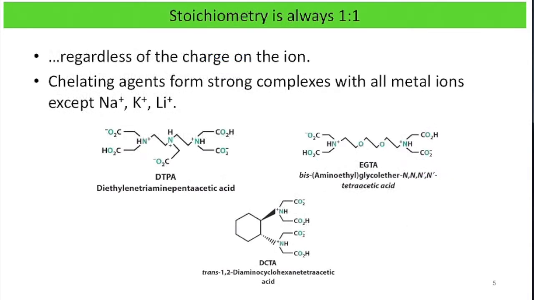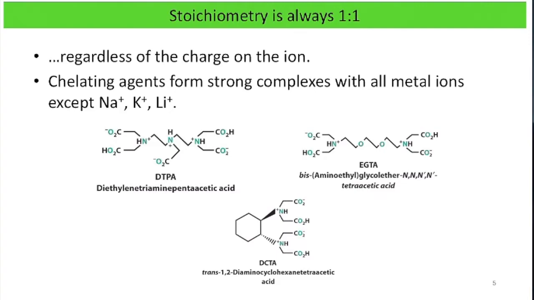The important thing to know about these ligands is that the stoichiometry is 1-to-1. This is especially important for EDTA, meaning that one EDTA always bonds with one metal. Even though it binds with 6 different bonds, it's still a 1-to-1 mole ratio, or a 1-to-1 stoichiometry. This slide just shows a couple other ligands that do the same type of thing as EDTA.